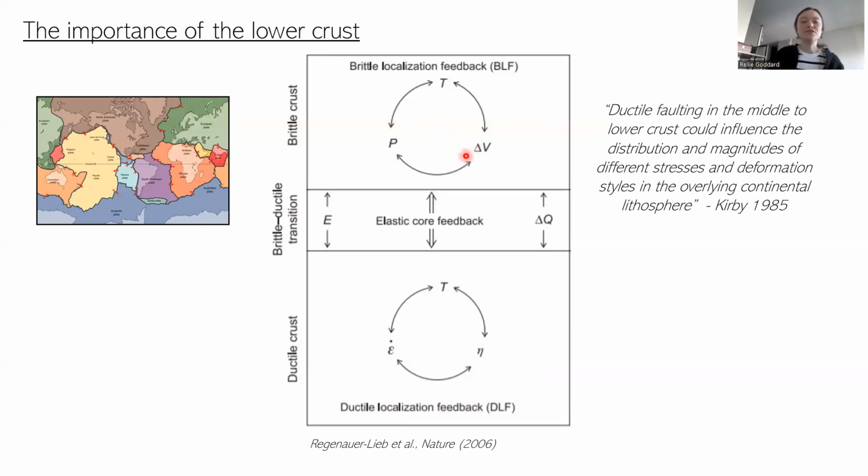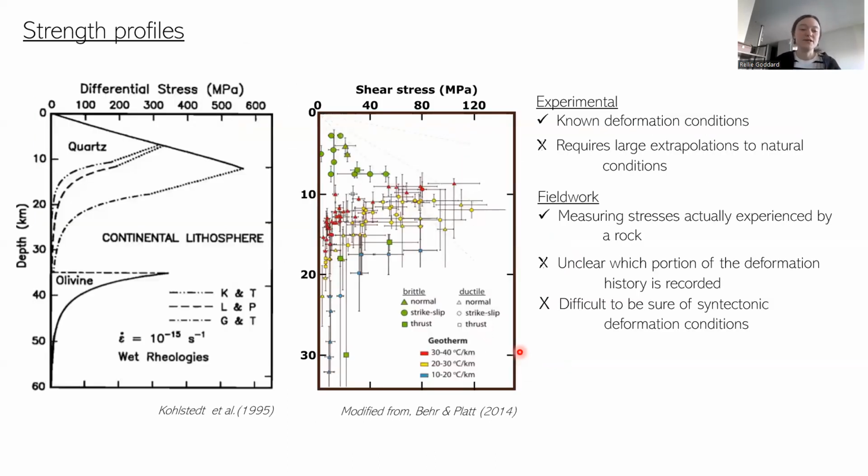So while being able to measure the strength of the brittle crust is fairly easy, we can actually get direct measurements of the brittle crust. Measuring the strength of the ductile crust poses a few more problems because obviously it's 10 to 15 kilometers deep in the Earth. So there are two ways that we can get at the strength of the lower crust. And one of them is through experiments at known deformation conditions.